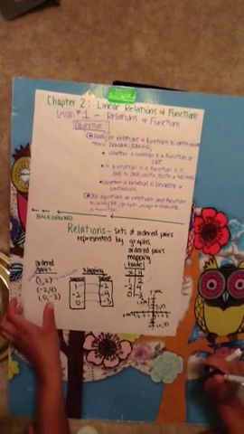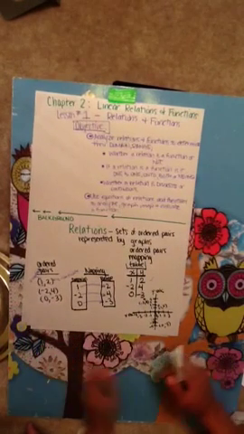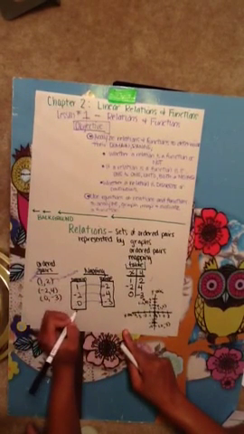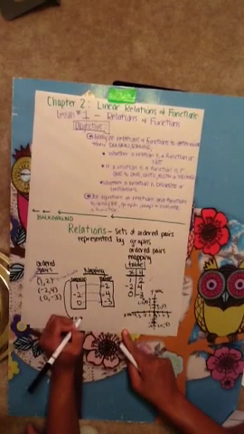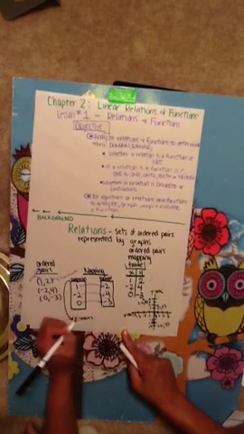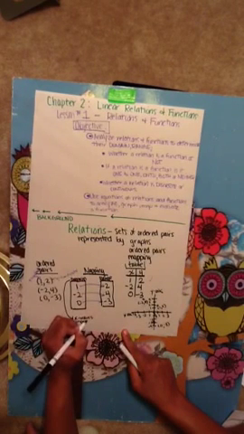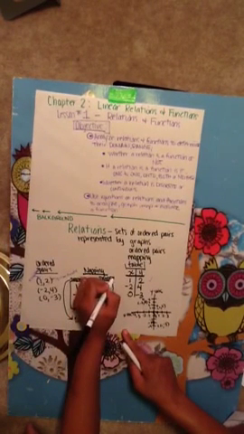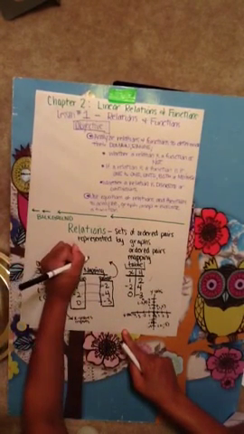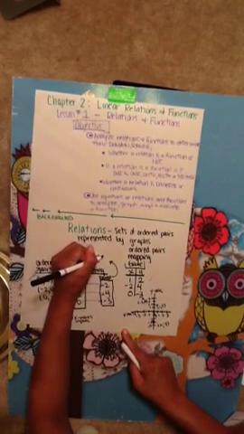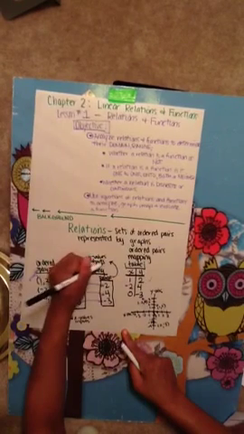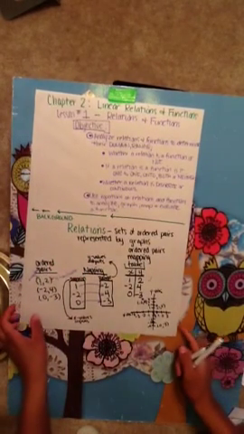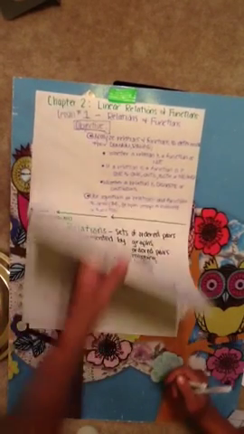Alright, that is relations in a nutshell. Once again, just to review, the domain is your x values or inputs. Your range are your y values or outputs. Alright, sweet.